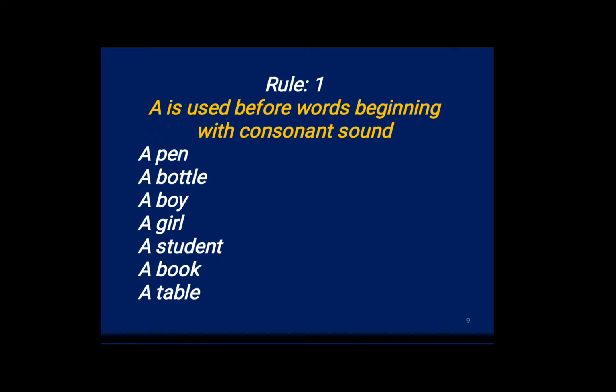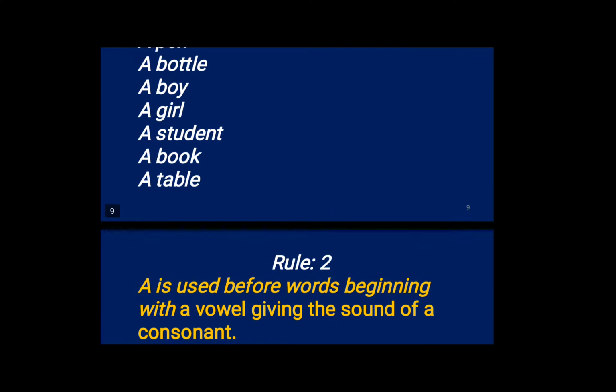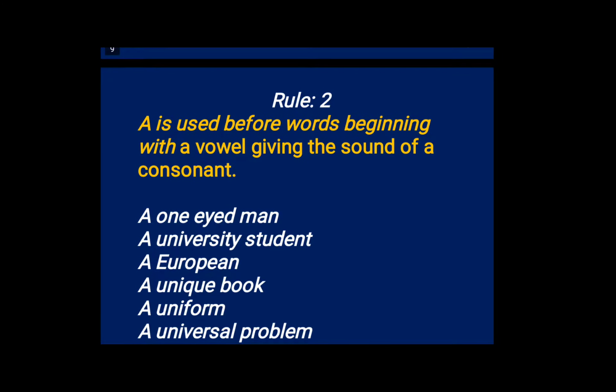So we use a before the words beginning with a consonant sound, and we say a pen. These are all countables, isn't it? A pen, a bottle, a boy, a girl, a student, a book, a table, isn't it? So now coming to rule 2.